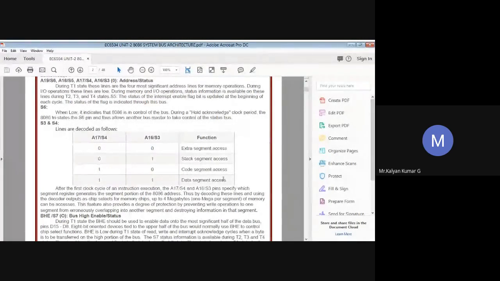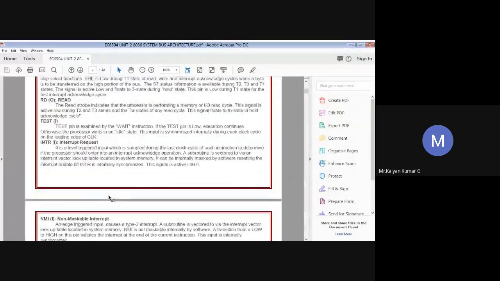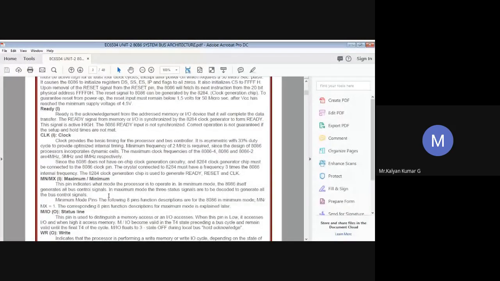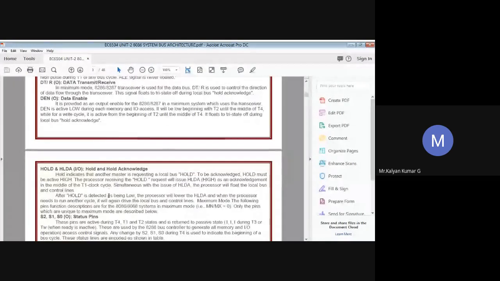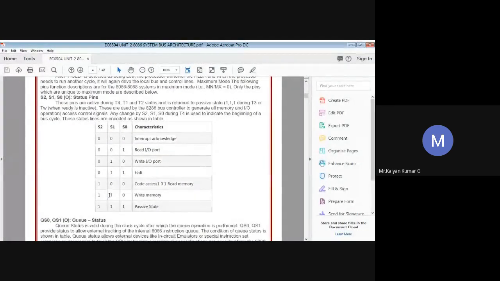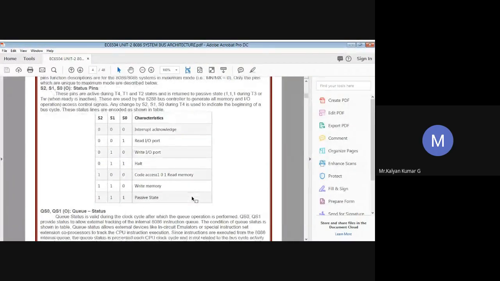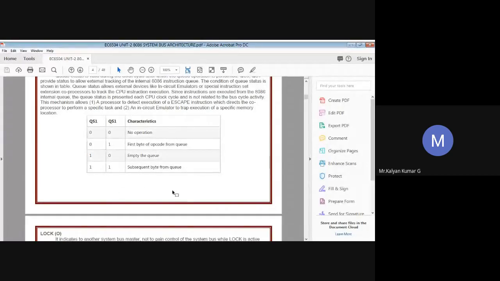So I repeat, you should be thorough with this table. Totally, we have 3 table columns so far. All the 3 table columns you should be familiar with, so they can ask you any questions from this. This is another table column which I said. So as I said, 110 means write memory, 100 means memory read. Similar to that, this is another table column. So please go through all these 3 table columns.